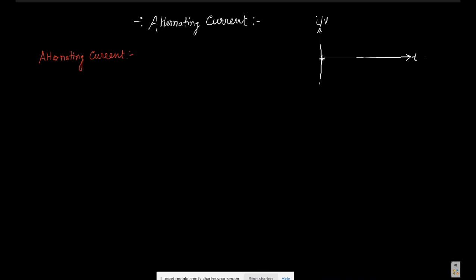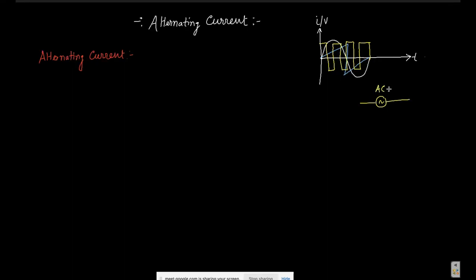So if you plot the graph, it may be sinusoidal in nature, it may be triangular, it may be a square wave like this. The current which alternates its direction with respect to time is called the alternating current. The symbol we use for the alternating current is this. This is the AC symbol.